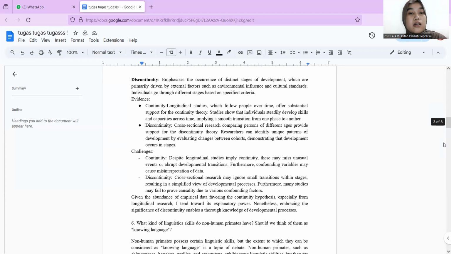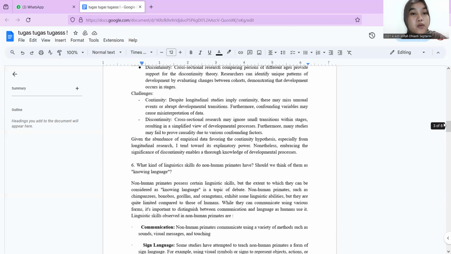Then the challenges. For continuity, although longitudinal studies imply continuity, this may miss unusual events or abrupt developmental transitions. Furthermore, confounding variables may cause misinterpretation of data. And then the challenge in discontinuity: cross-sectional research may ignore small transitions within a stage, resulting in a simplified view of the developmental process. Furthermore, many studies may fail to prove causality due to various confounding factors.